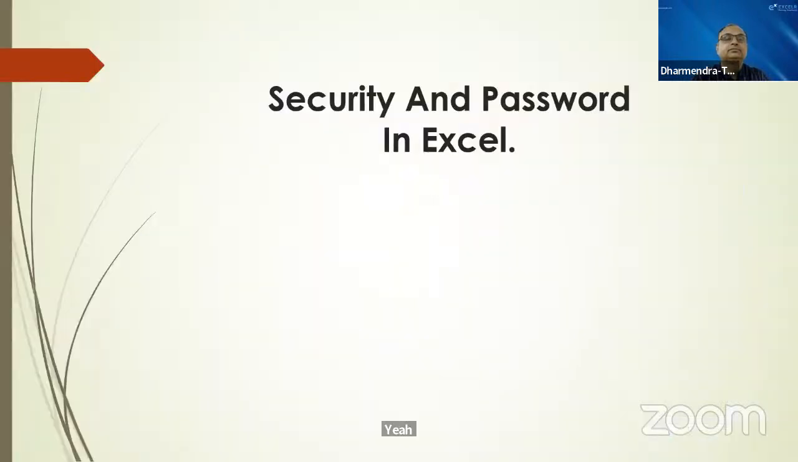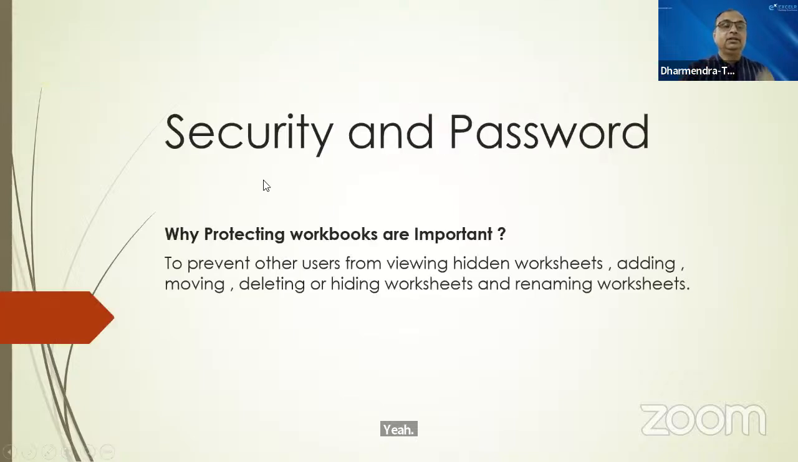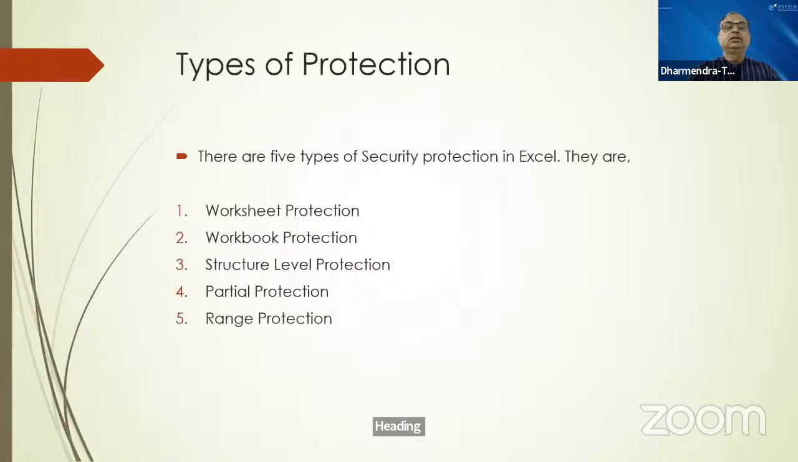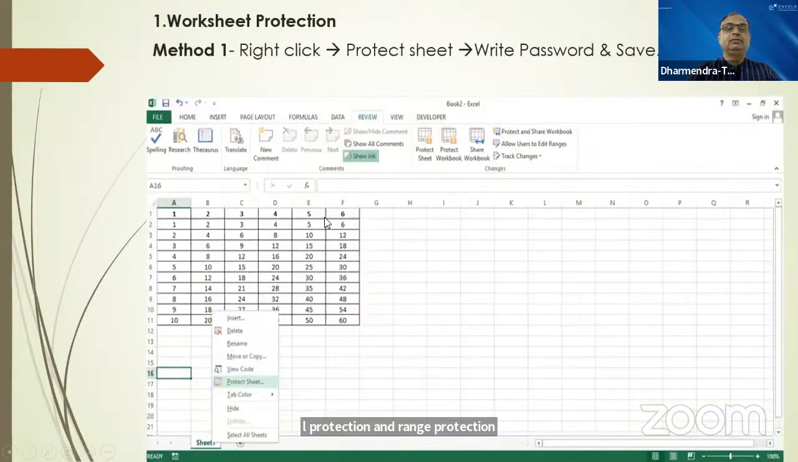Security and password in Excel. Why is protecting a workbook important? To prevent other users from viewing hidden worksheets, adding, moving, deleting, or hiding worksheets and renaming worksheets. There are 5 types of security we have in Excel: worksheet level protection, workbook level protection, structure level protection, partial protection, and range protection. Now we'll see all of them one by one.